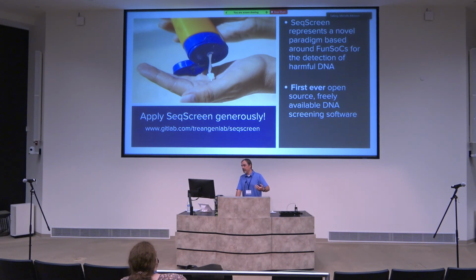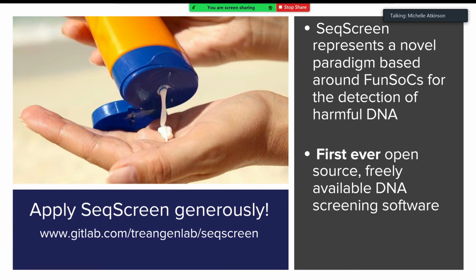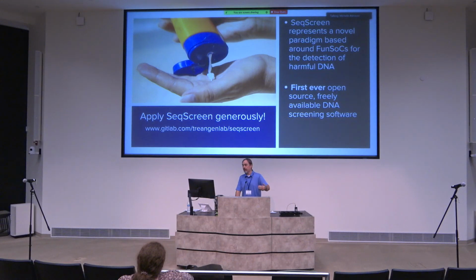And then just, this is the first paradigm that's built around this functions of sequence of concern concept for pathogen characterization. And it's also the first open source software tool for DNA screening. Nothing else exists. This is the first one that exists freely online. Anyone can download it, anyone can use it. And everything before this was closed source and you'd have to pay for it, okay?